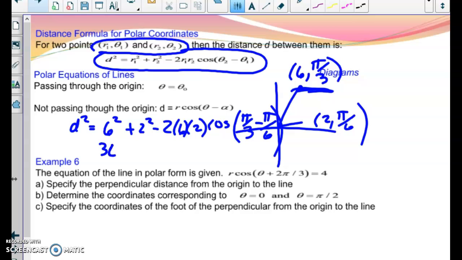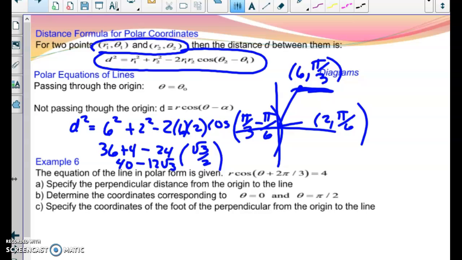And so then I get 36 plus 4 minus 24, and the cosine of pi over 3 minus pi over 6 is pi over 6. The cosine is the x value, which gives me root 3 over 2. And I get 40 minus 12 root 3 is my distance squared. Give or take a little bit.